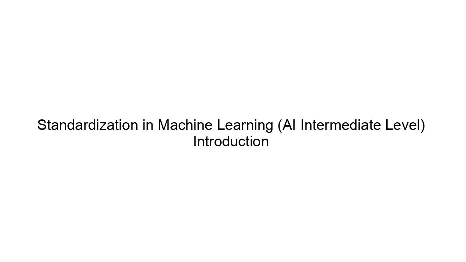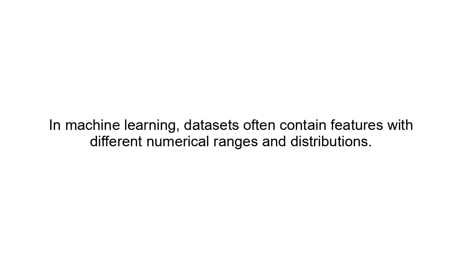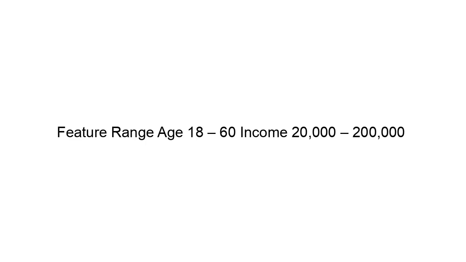Standardization in machine learning. AI intermediate level. Introduction. In machine learning, datasets often contain features with different numerical ranges and distributions. For example, feature range: age 18 to 60, income 20,000 to 200,000.